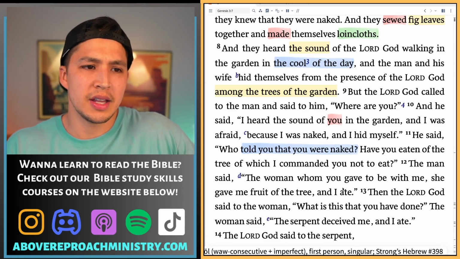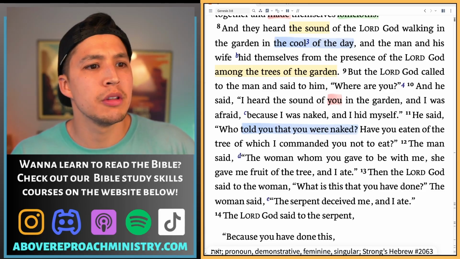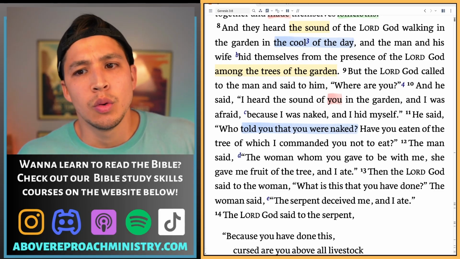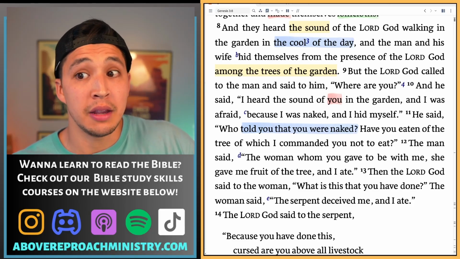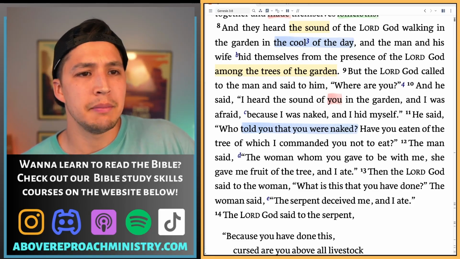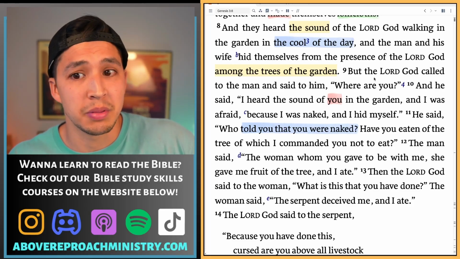Verse 12: The man said, "The woman whom you gave to be with me, she gave me the fruit of the tree and I ate." Why does Adam answer God's question by talking about the woman God gave him? Why might Adam be reminding God about the fact that God gave him the woman in the first place?